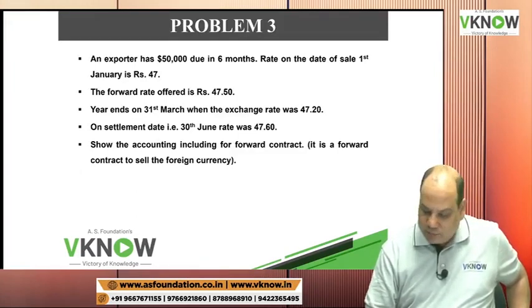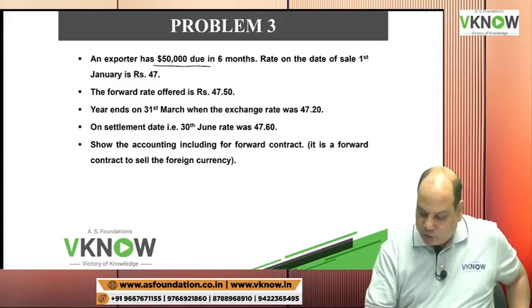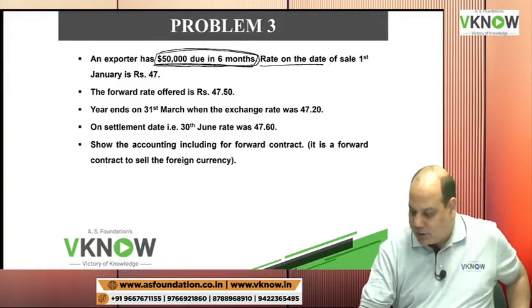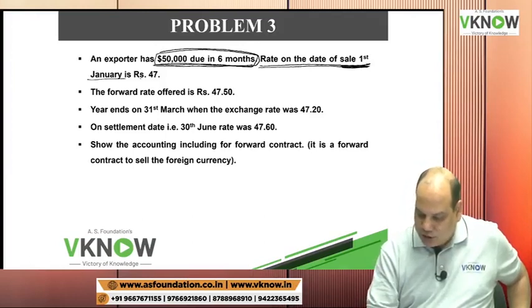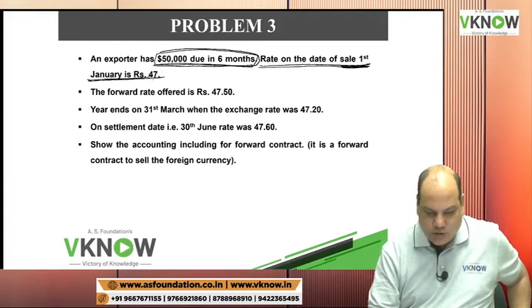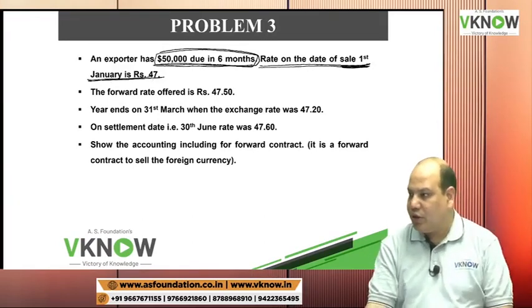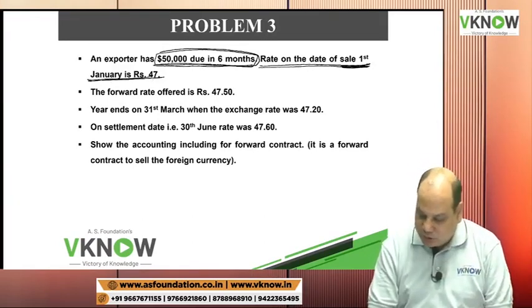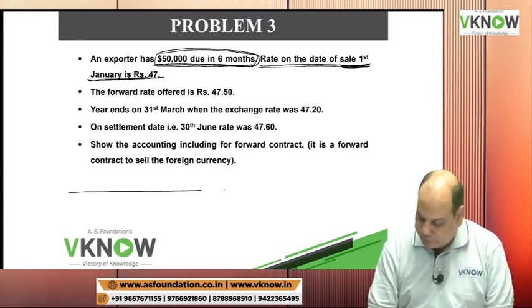Question number 3, an exporter has $50,000 due in 6 months. Rate on the date of sale, that is today. Today is the sale. 1st January is 47. So rate on the date is 1st January. On 1st January is 47.